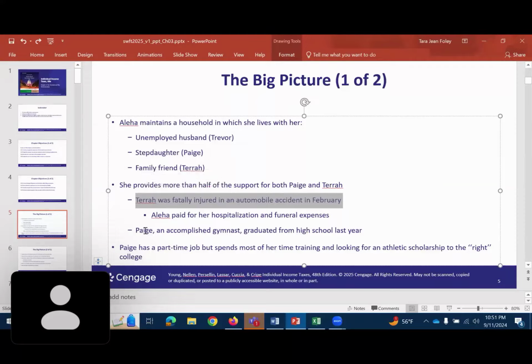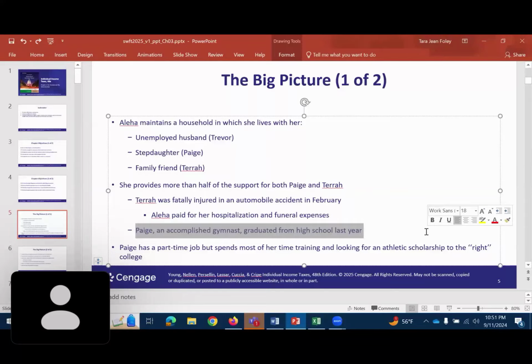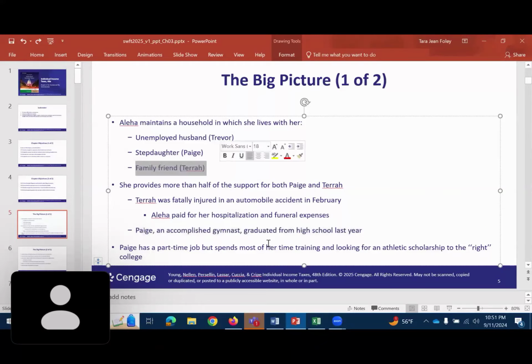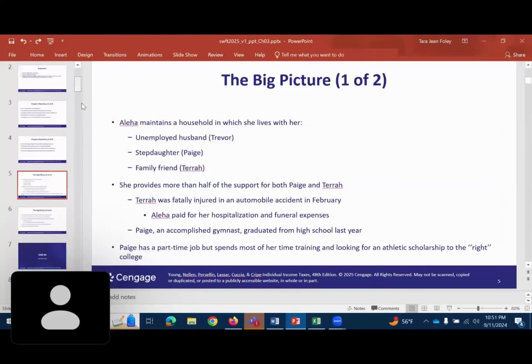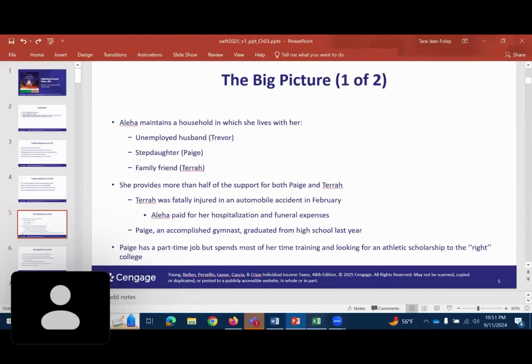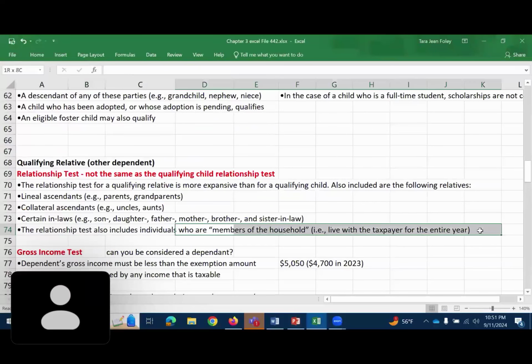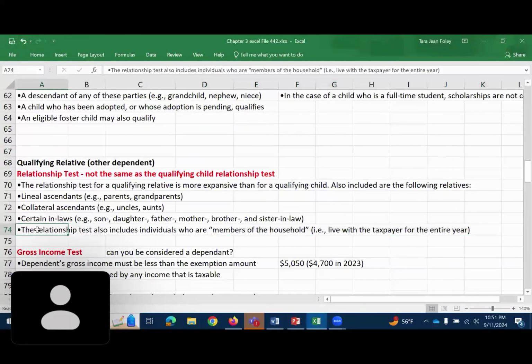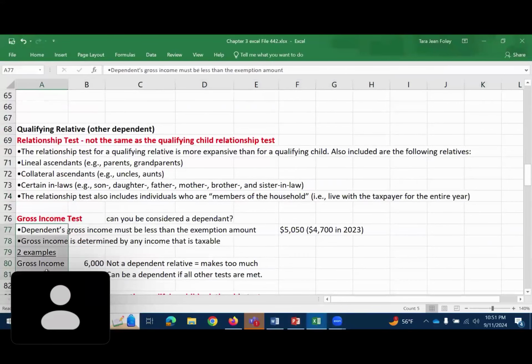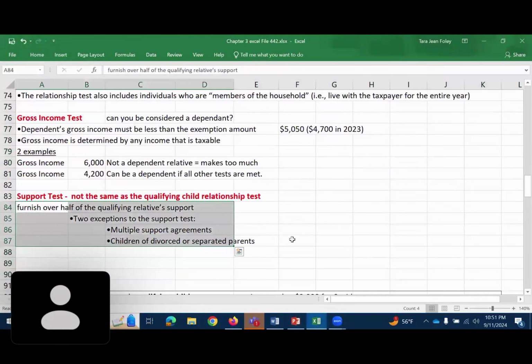So does Paige qualify as a child to get the higher credit, or does she qualify as a dependent, or neither? Does the family friend, who would be underneath this section here, members of the household that live with the taxpayer the entire year, or her entire year, because she died in February, she could be a qualifying relative or other dependent if she meets the gross income test and the support test.